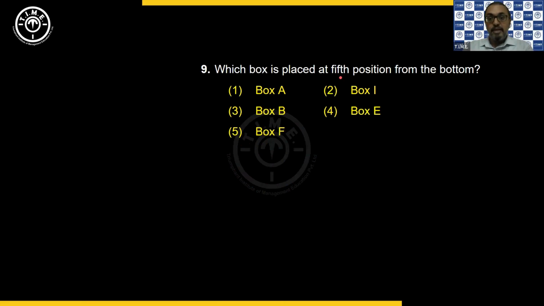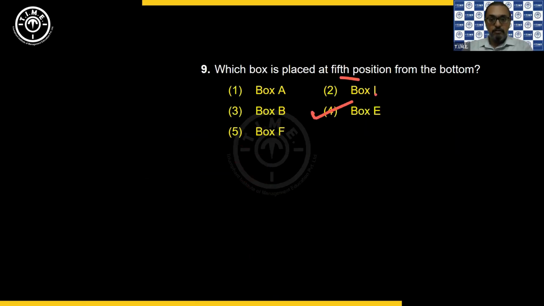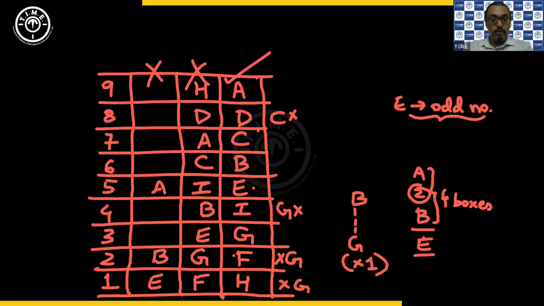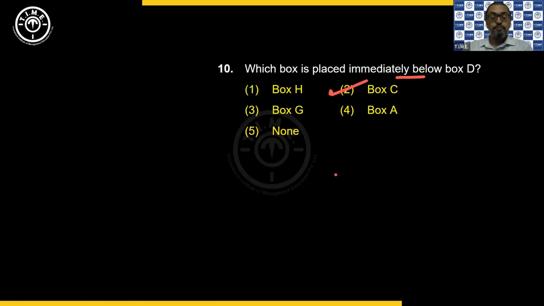Now which box is placed at the 5th position from the bottom? So 5th position from the bottom you have is E. So box E, choice 4. Then which box is placed immediately below D? Okay, immediately below D you have is C. Box C, choice 2. Okay.